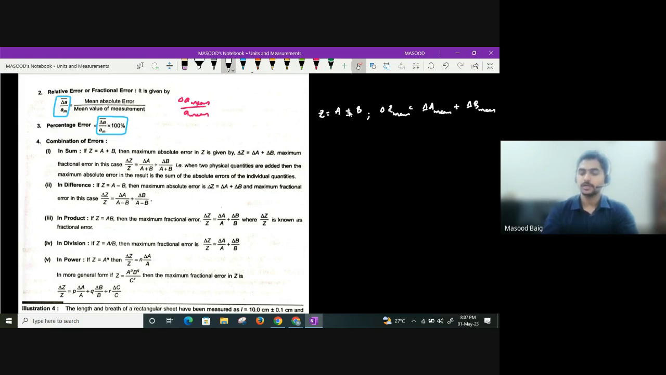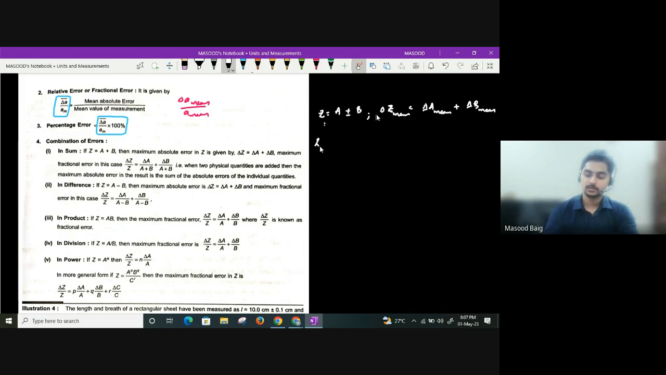Errors will always be added. Errors can also be subtracted, guys, but in 11th and 12th basic things, we try to find the maximum permissible error. That is the reason we simply add the errors. Clear, all of you? Whenever you are representing one physical quantity as the sum or difference of two other quantities, I am going to make use of the mean absolute error. Mean absolute error in Z will be mean absolute error in A plus mean absolute error in B.